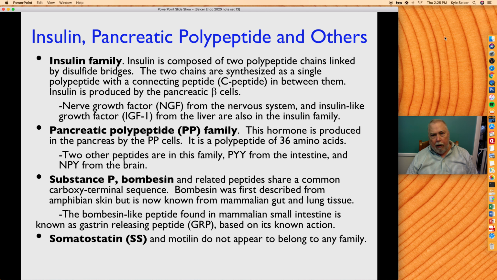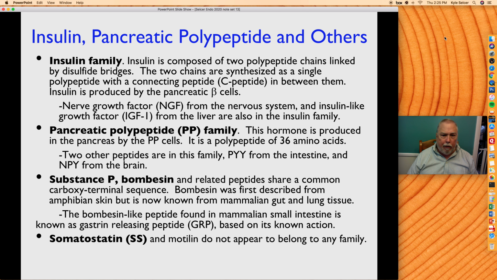Insulin, pancreatic polypeptide, and other families also occur. The insulin family is composed of 2 polypeptide chains that are linked by disulfide bonds, but the 2 chains are synthesized linearly as a single polypeptide, and it has a connecting peptide in between them. They fold over, they form some disulfide bonds. There's an internal disulfide bond also within one of the chains. And then the C peptide gets cleaved out, and you're left with insulin. This is produced by the pancreatic beta cells. We're going to spend a lot of time on insulin later, so I'm just mentioning it now.